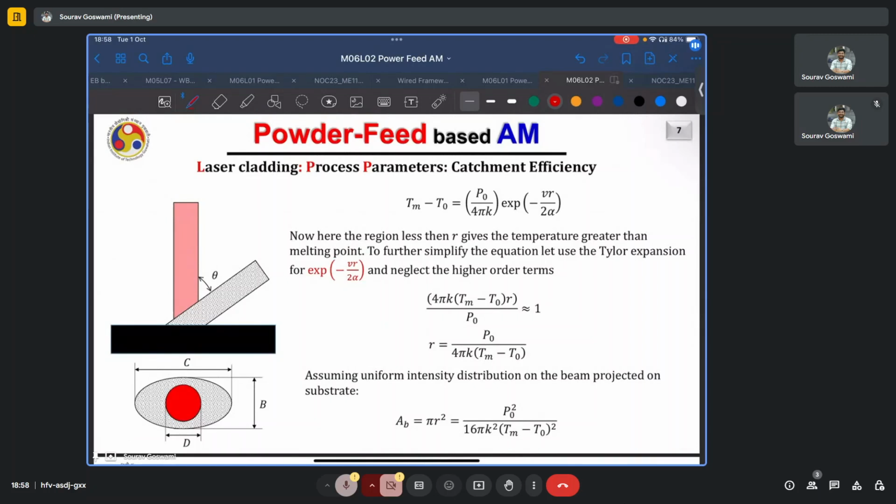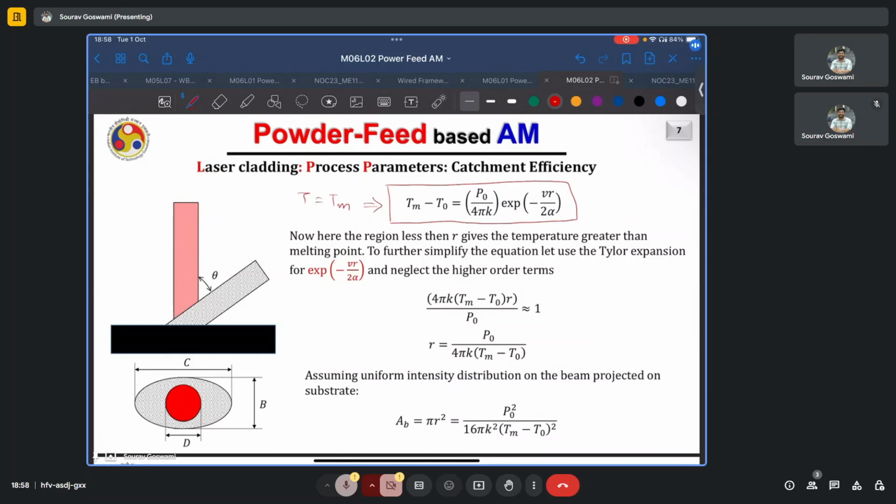If we were to substitute the value of the melting temperature Tm into this equation instead of T, we can find the expression for R, which describes this region. So now here the region less than R gives the temperature greater than the melting point. This can be further simplified using a Taylor expansion for exponential minus Vr by 2 alpha and neglecting all terms other than 1.